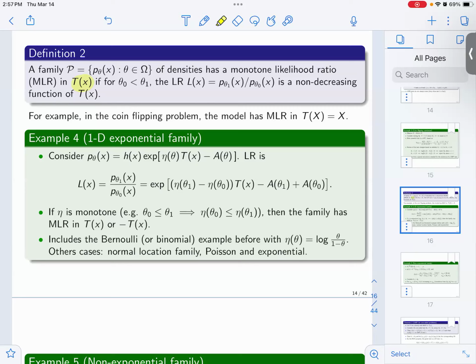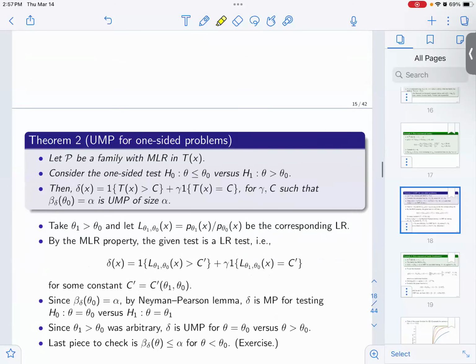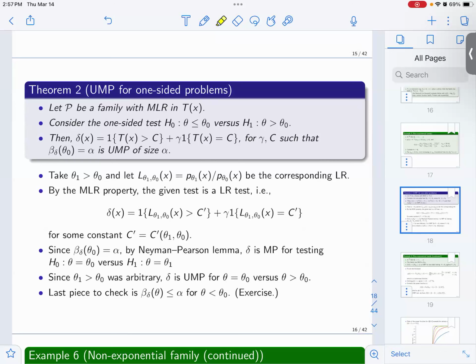Similarly, if eta is decreasing, this would be negative, so we have the monotone likelihood ratio property in minus T of X. So in either case, if eta is either increasing or decreasing, it has the property. This includes some of these, like Bernoulli, binomial, Gaussian, Poisson. So in this case, we have this result, which is proved exactly like we did, that the theta family has a monotone likelihood ratio in T of X.